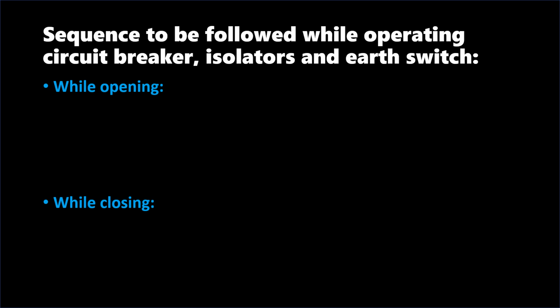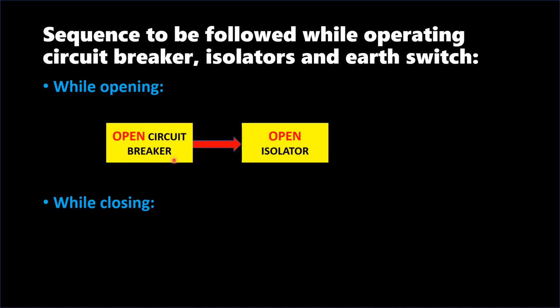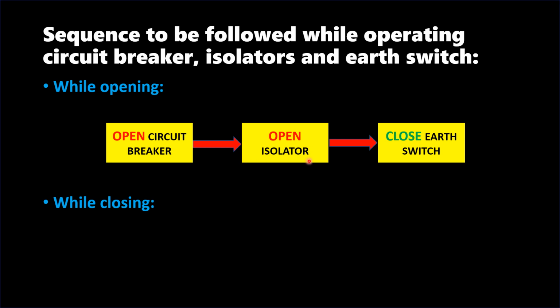So from this discussion, it is very clear that circuit breaker, isolator and earth switch are what we need to operate the power system. So now the question is how to operate it. Which sequence do you need to follow while operating circuit breakers, isolators and earth switch? So while opening, what do you have to do? First, open the circuit breaker, then open the isolator and close the earthing switch or earth switch.